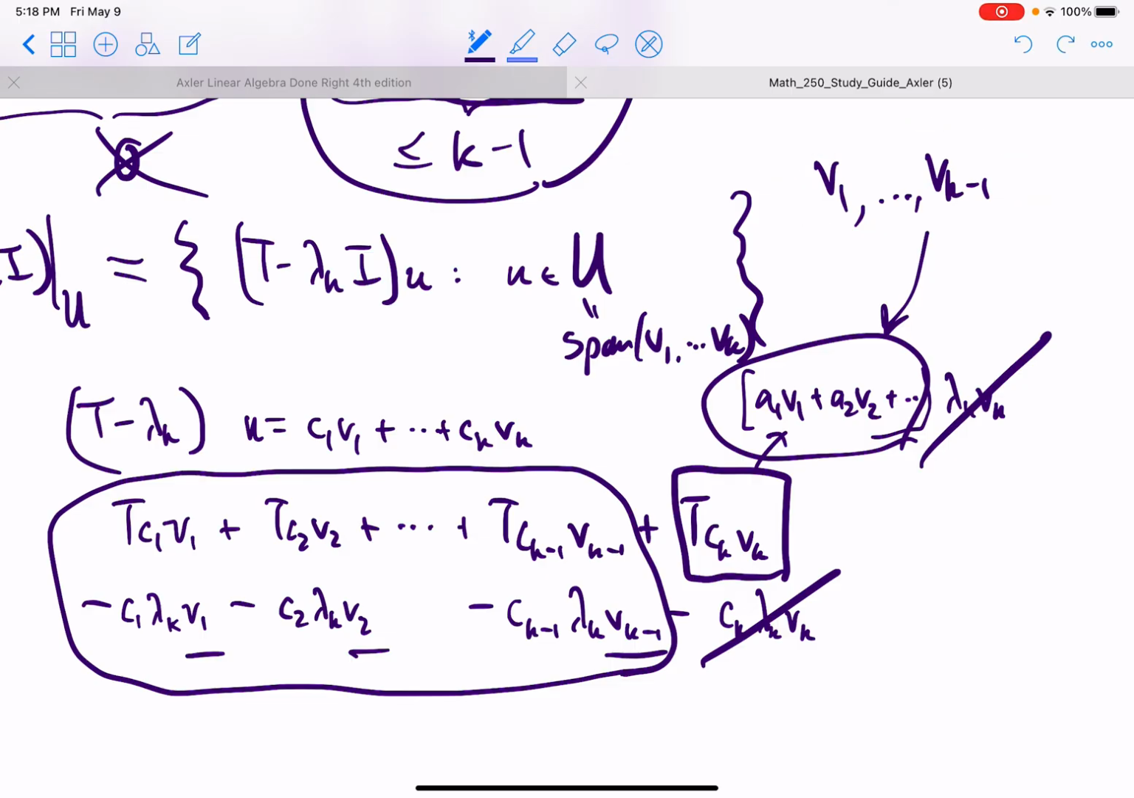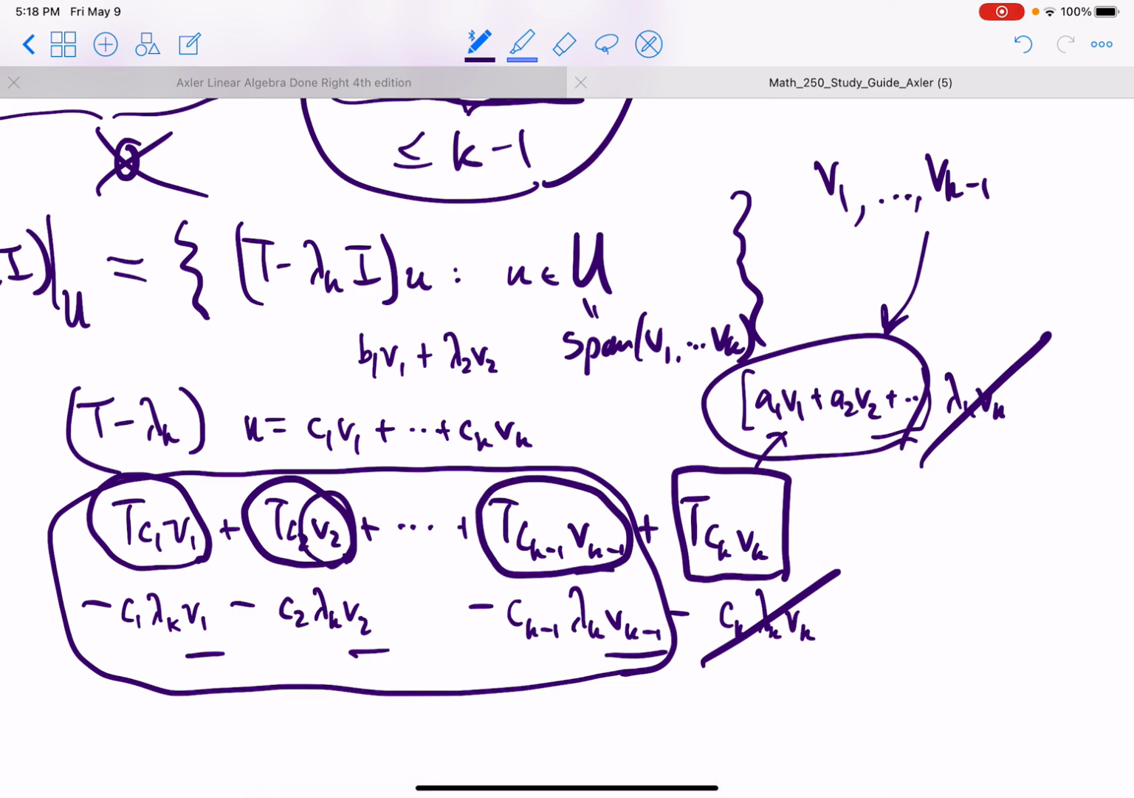And let's look at these. When T hits v1, it spits out lambda 1 v1. When T hits v2, it spits out some b1 v1 plus lambda 2 v2, which again only goes up to v2. When T hits vk minus 1, it'll only go up to k minus 1.